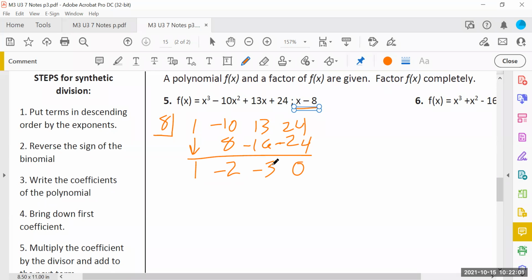If that one didn't work, we'd have a major problem because they told me it was a factor. I cannot do this if it doesn't work out nicely. Does that make sense to everybody? It's got to work out nicely. It does. What do I do with these numbers? 1, -2, -3. I'll take any volunteer. Who remembers what we do with these numbers? They're not actually my final answer.